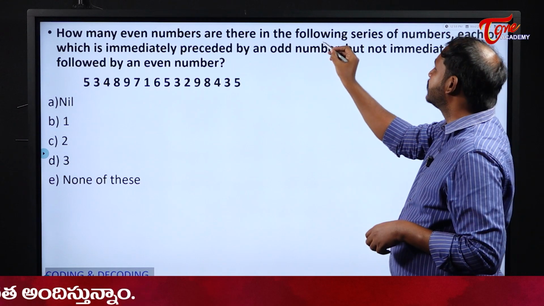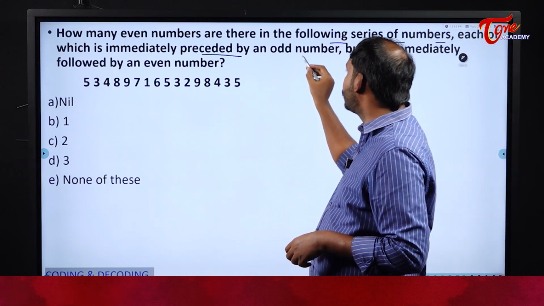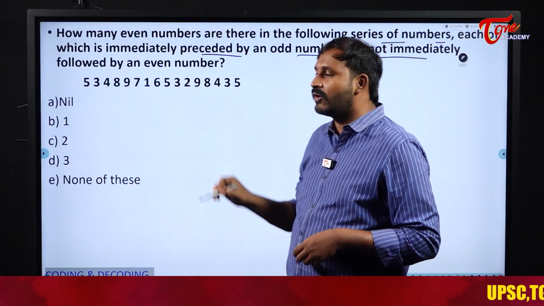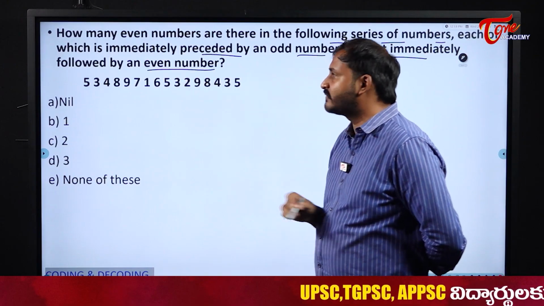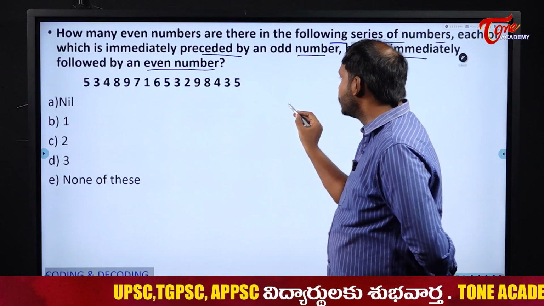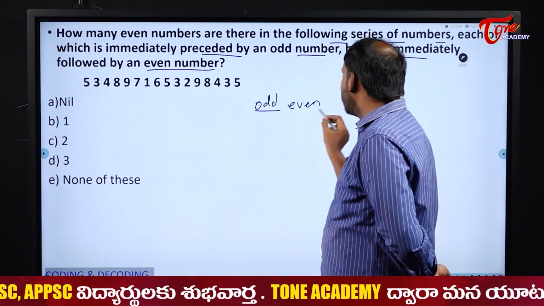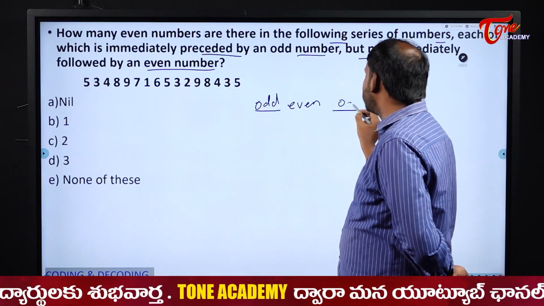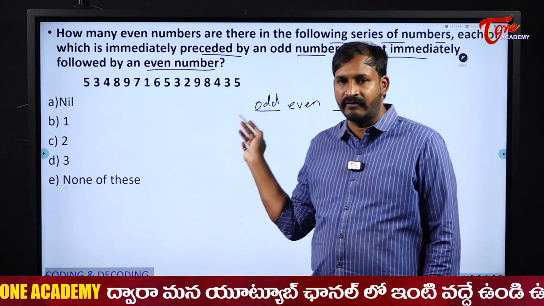How many even numbers are there in the following series of numbers, each of which is immediately preceded by an odd number but not immediately followed by an even number? Not immediately followed by an even number means what, students? It should be followed by what? Odd number, indirectly. That means I need to find the even numbers which are preceded by odd, and as well as followed by odd. So I should have both odd before and after that one.